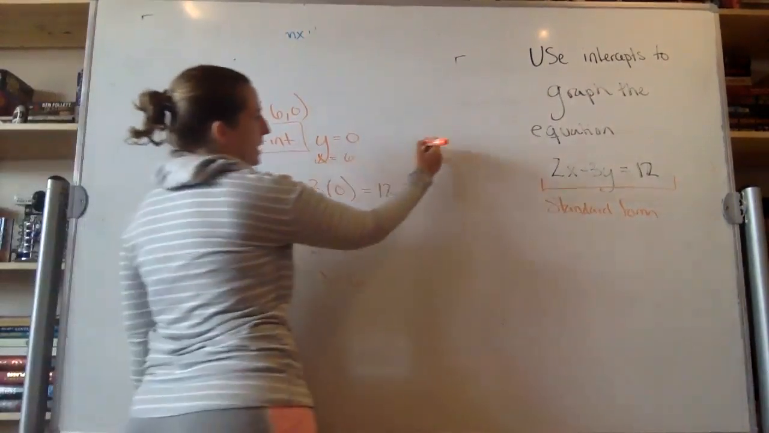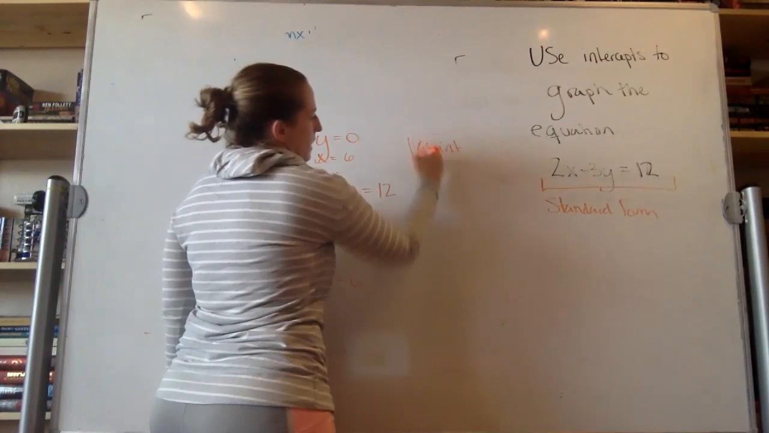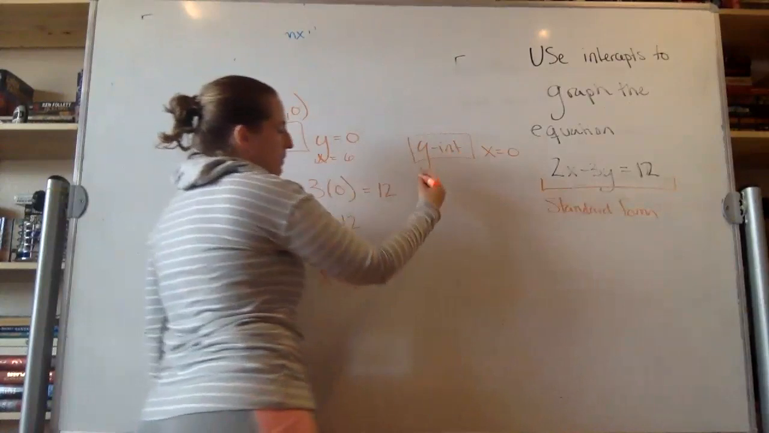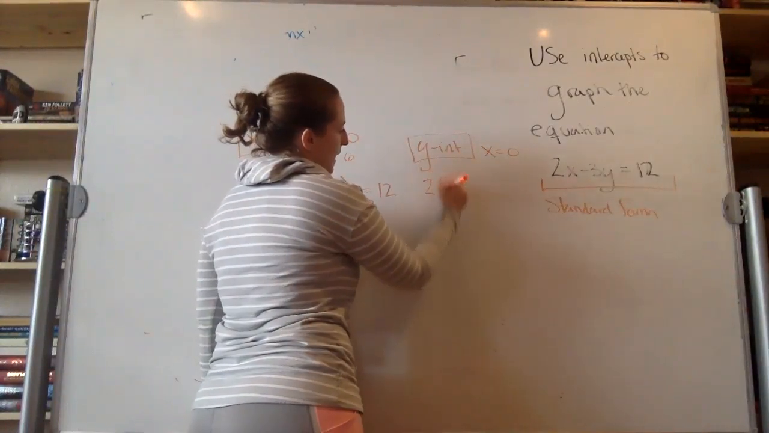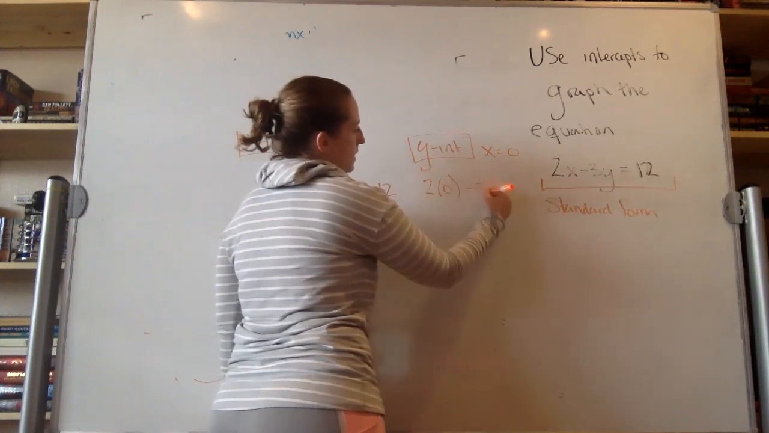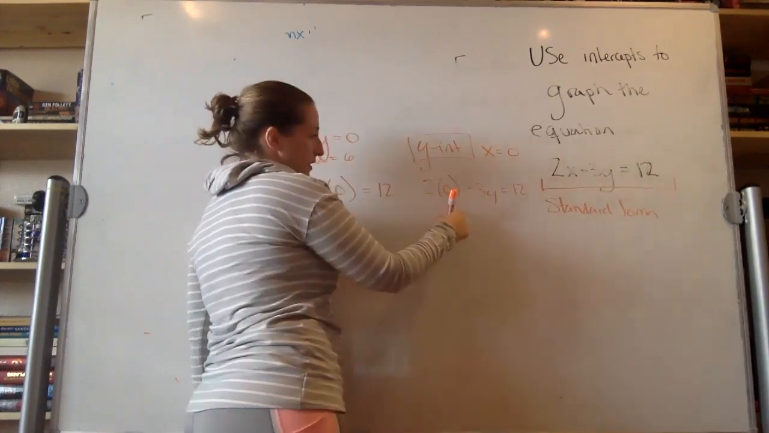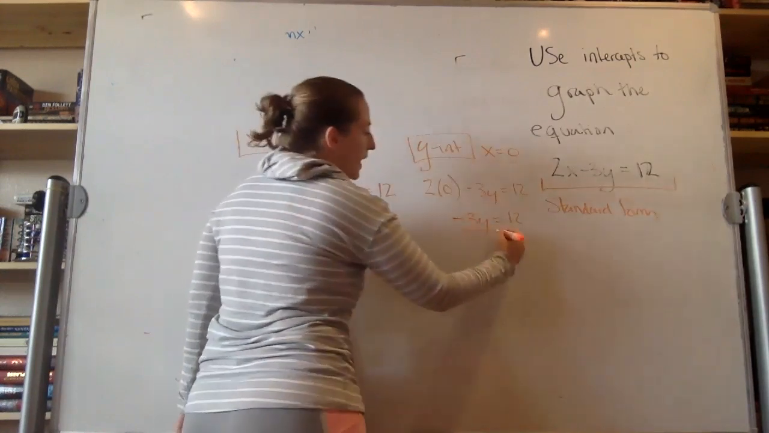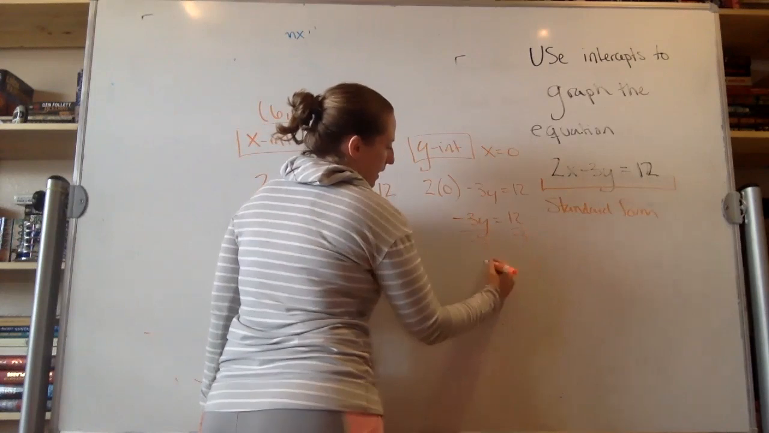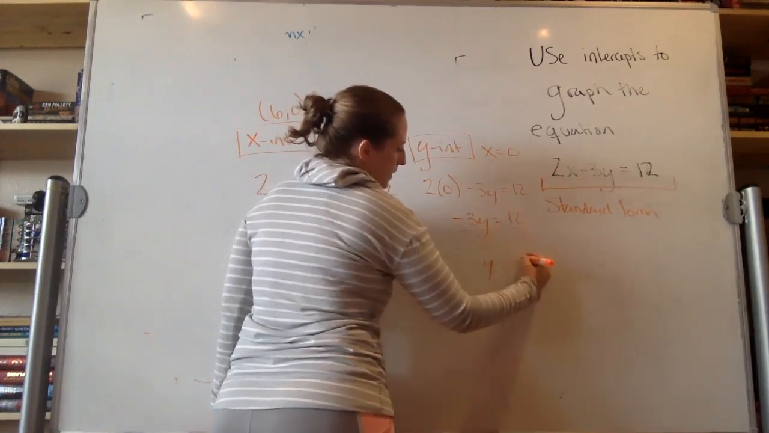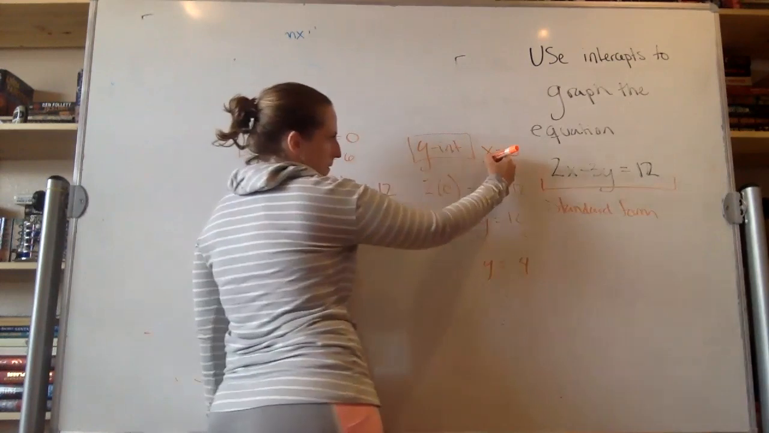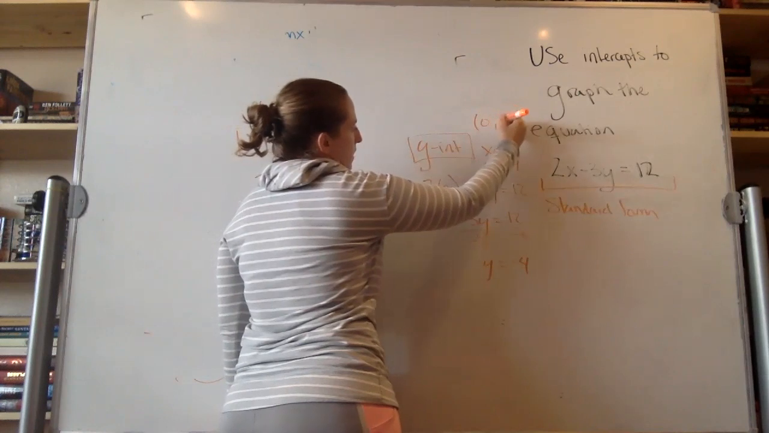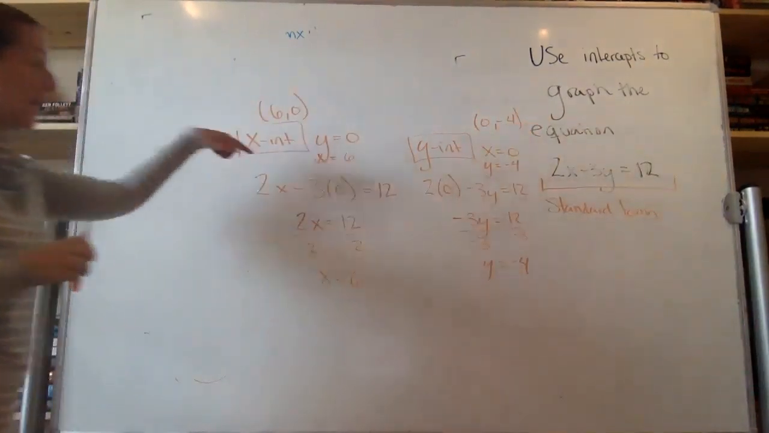Now let's find our y-intercept. Well, how do we find y-intercepts anytime, anywhere? We set x equal to 0. So in my equation, 2x minus 3y equals 12, I'm going to set x equal to 0. 2 times 0 minus 3y equals 12. 2 times 0 is 0, so I'm left with negative 3y equals 12. Dividing both sides by negative 3, I get y equals 12 divided by negative 3, which is negative 4. So my y-intercept is going to be at x equals 0, y equals negative 4, which is the ordered pair (0, -4).